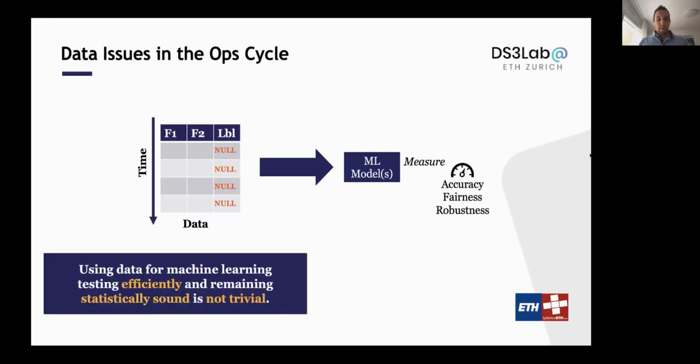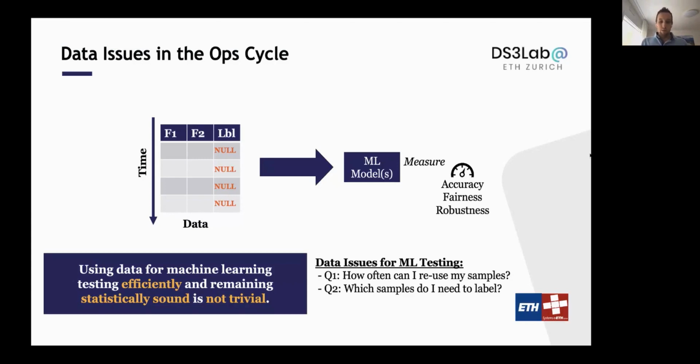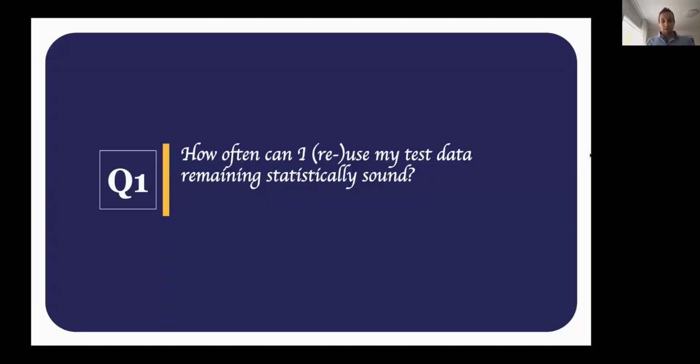Now, the challenge we see is how can you use the data as efficiently as possible while remaining statistically sound? And the two sub-questions we have been identifying is, on the one hand, how often can I reuse my samples? And which samples do I need to label in order to make decisions in production? I'm going to focus on the first question in my talk, and Merve is going to dive into the second question. So the first question we want to answer is, how can I use my test data whilst remaining statistically sound, and how often can I reuse it?